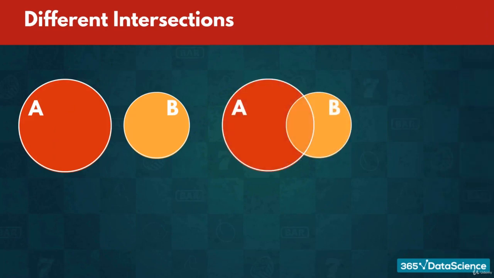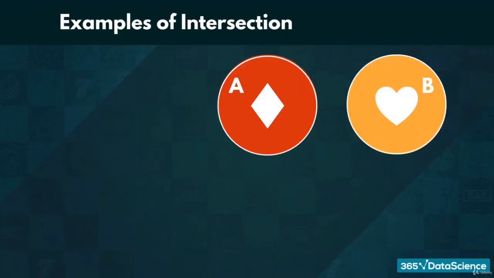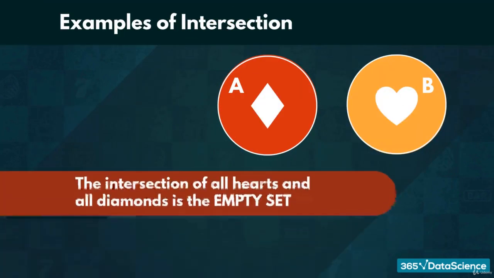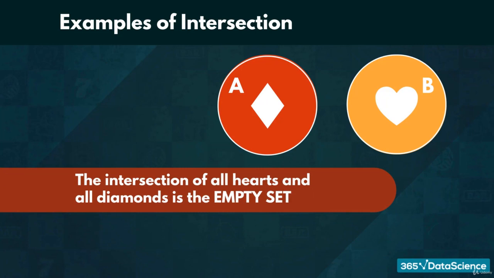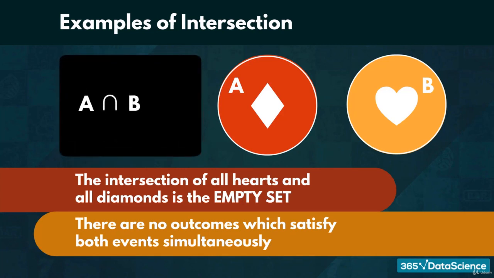Let us look at the examples we went over in the last lecture and see how the intersect changes. Going back to the first example from last lesson, the intersection of all hearts and all diamonds is the empty set. The empty set has no elements, so there are no outcomes which satisfy both events simultaneously. We would write this as A intersect B equals the empty set. Now you see why we needed this notation.